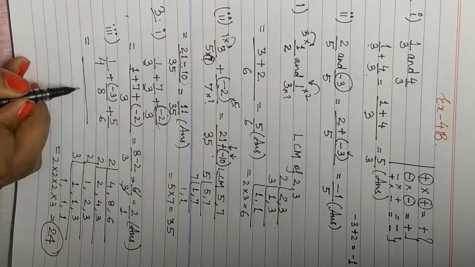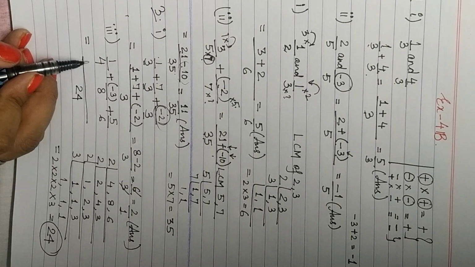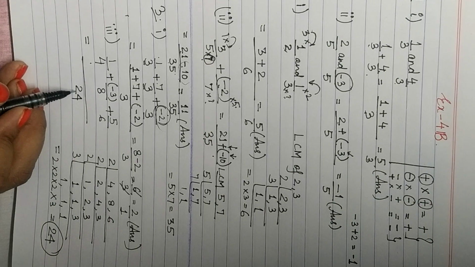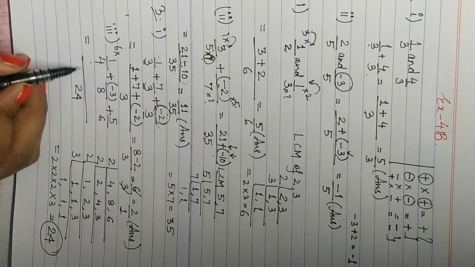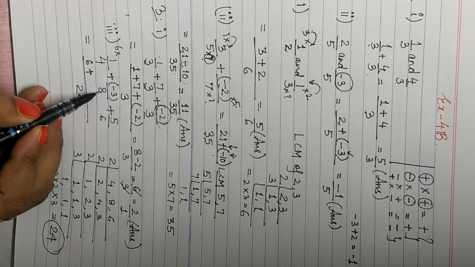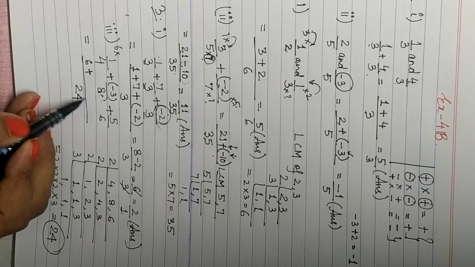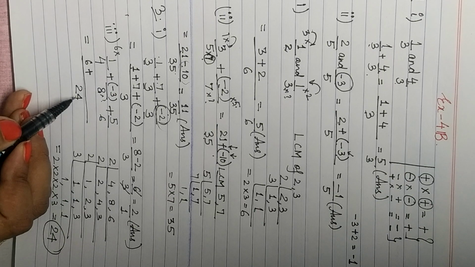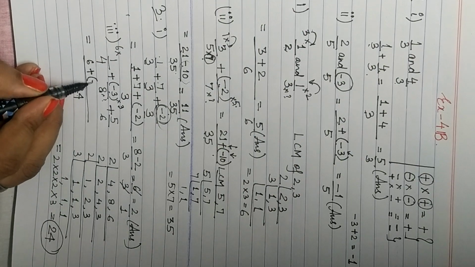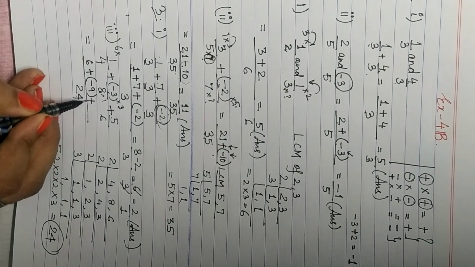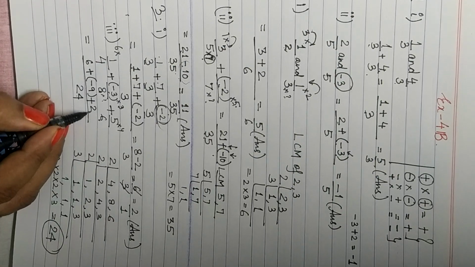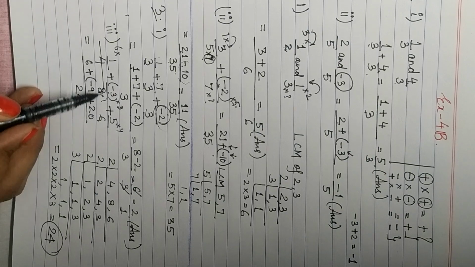So 24 will be the denominator and 4, 8, 6 are 24. So 6 into 1 will give you 6 here, plus we have 8 as the second denominator. 8 multiplied by what will give you 24? 8 3s are 24. So 3 will be multiplied with minus 3. So 3 into minus 3 will give you minus 9, plus 6 4s are 24. So 4 into 5 will give you 20. I hope this step is clear.